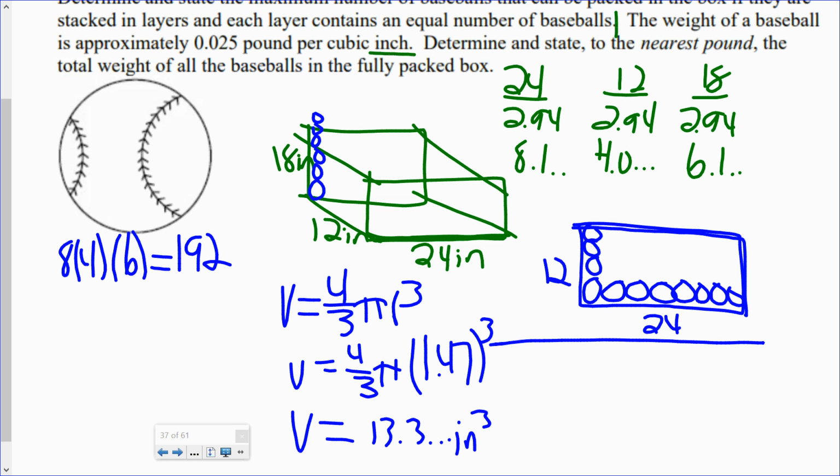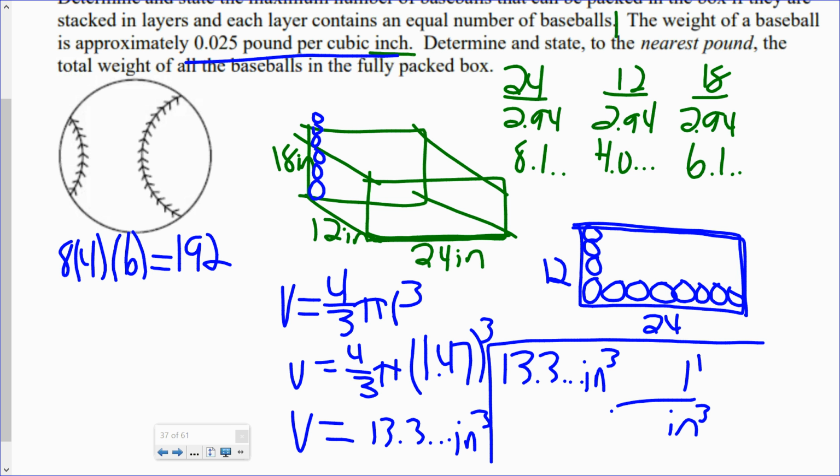Now that I have that, I'll start my unit analysis. So I have 13.3 cubic inches. That's the volume of one baseball. I want to get rid of inches. I'm going from inches to pounds. 0.025 pounds is 1 cubic inch.